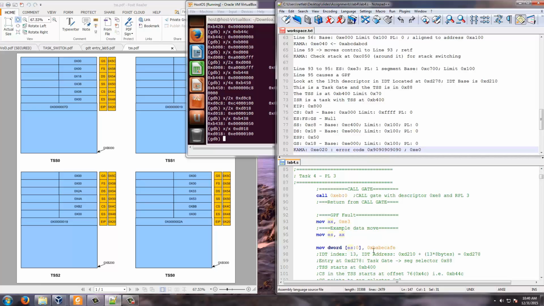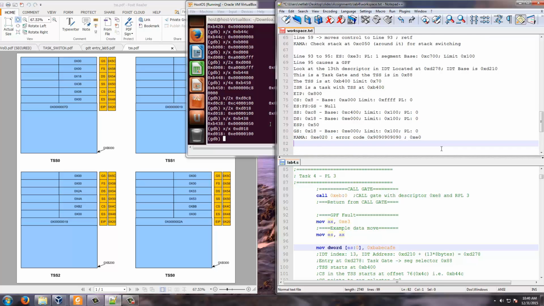and I do an IRET. When I do an IRET, you start executing back at this point. And now your ES:0 should work correctly, because it should not... move ES comma AX should work correctly, because now it has become privilege level 3. Now we go to ES:0 in line 97.